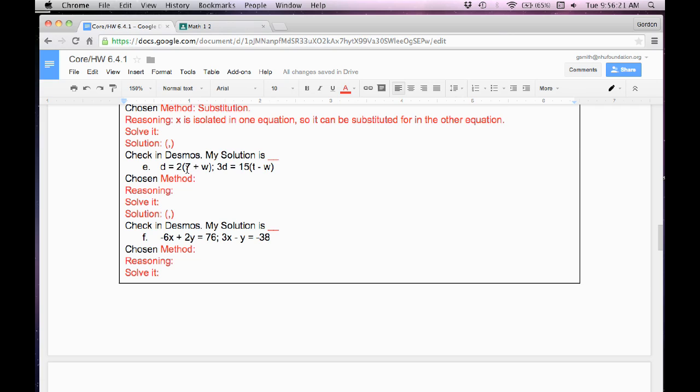I think that works better than doing equal values method. So I would say that since this is alone, I can substitute that in there. I could also divide this one by 3 on both sides and do equal values method, but I'm going to choose substitution.